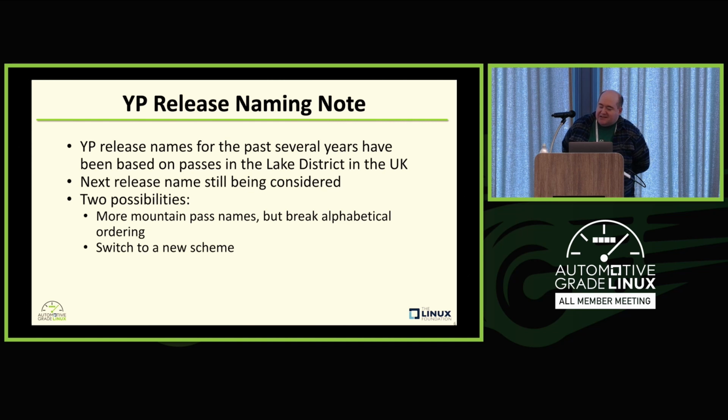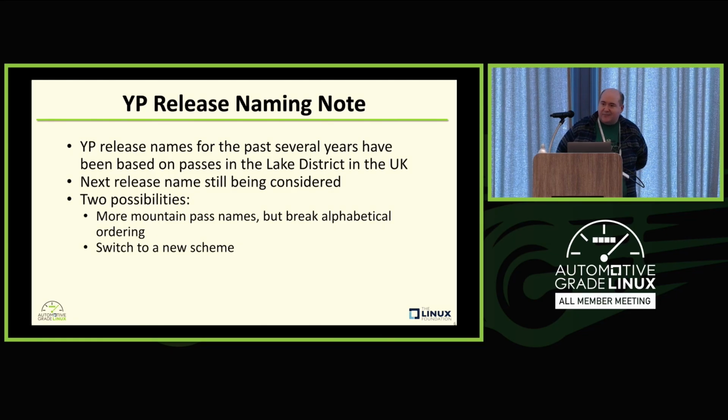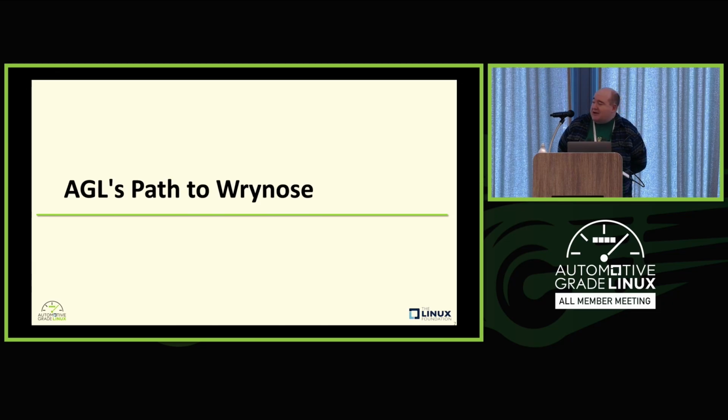Richard has mentioned that he does have some more Mountain Pass names he didn't use, but if he were to put them in now, it would break the alphabetical ordering that's been somewhat consistent the last few years. Or he could just pick a whole new scheme altogether and switch to some other set of code names. So we'll probably find out in the next month or two, I suspect, because people have actually started bugging him about what the next code name is. So that's what Wrynose is. This is Yocto Project LTS.